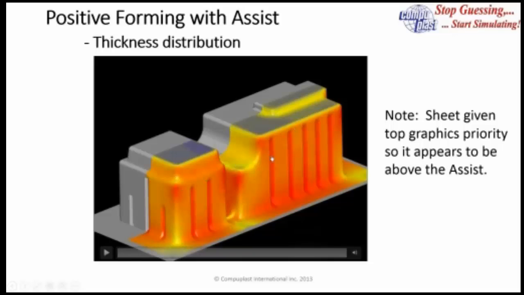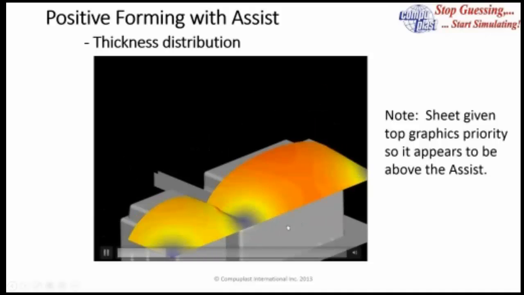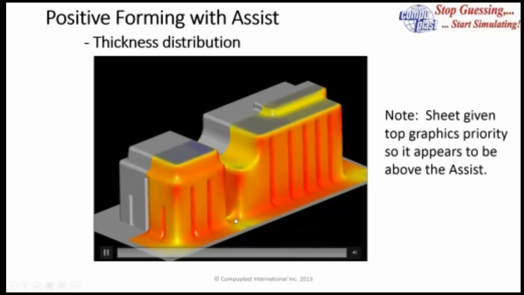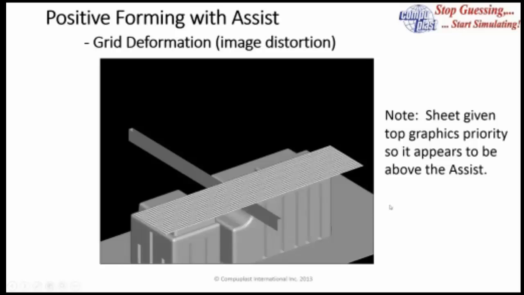So we have these two separate sections that we want to form, and we want to do it with one sheet. And so to avoid the web that would form in between those two sections, we use this bar to push the material down. And again, the blue is the thick areas and the red represents the thin areas of the part.